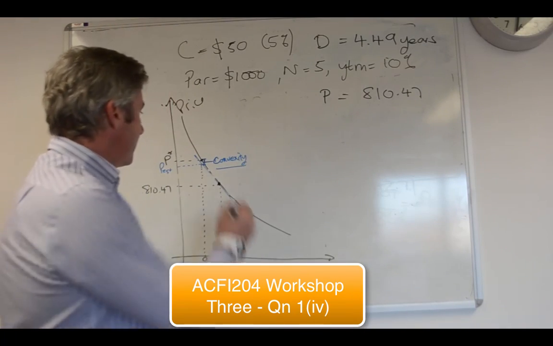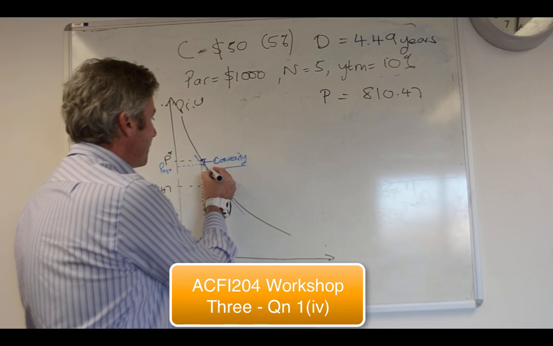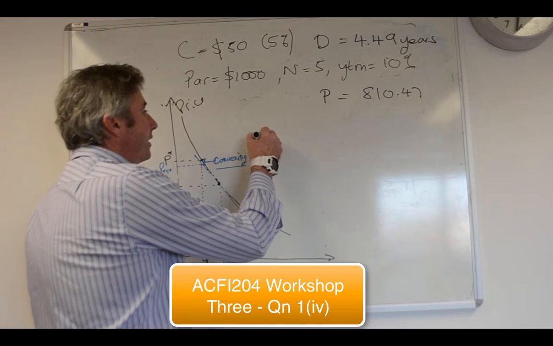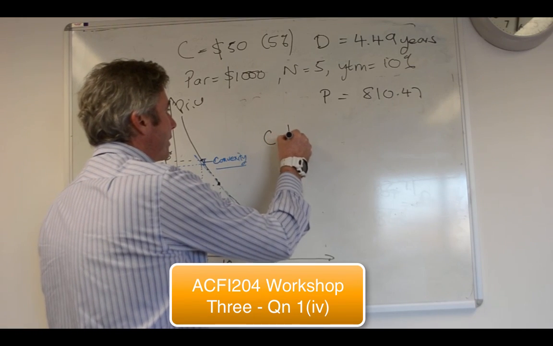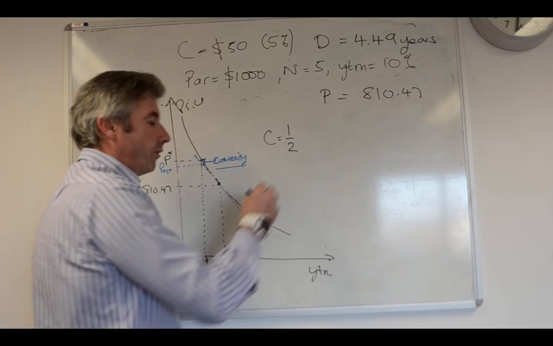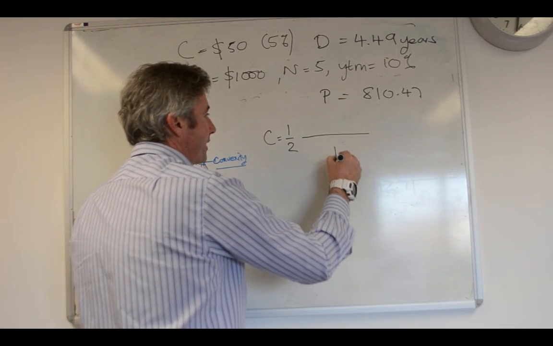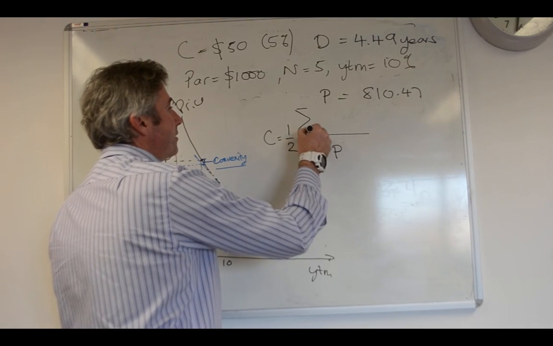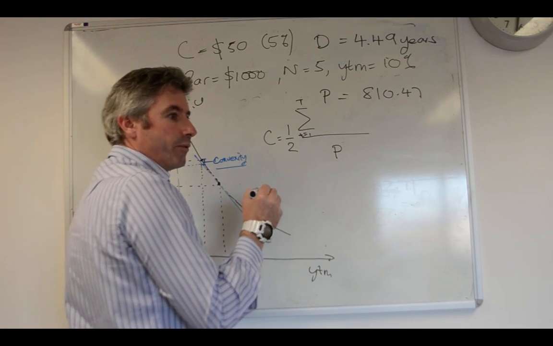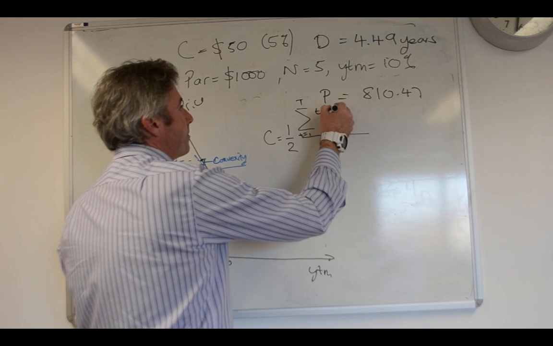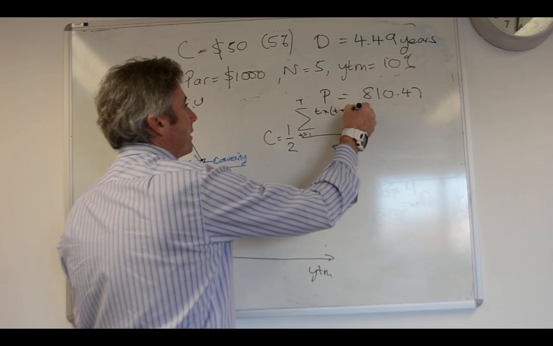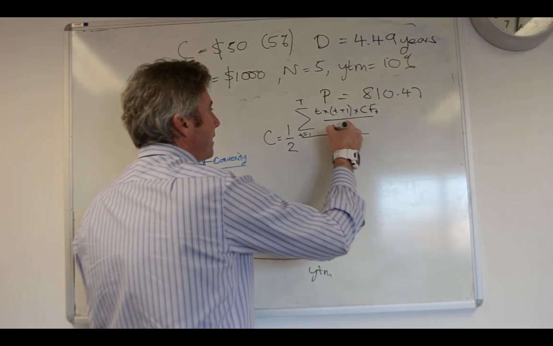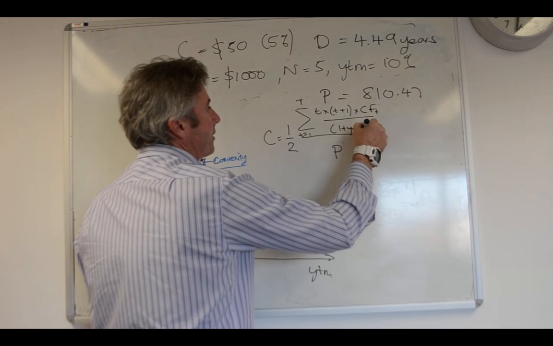Okay, so now we want to see, can we improve the accuracy of our estimation? And we're going to do so using convexity. The equation for convexity is that we take 1/2 of, and it's very similar to the duration calculation, we've got price in the bottom, but in the top we've got the summation from t equals 1 to T, and now we've got t times by t plus 1 times by the cash flow received in year t, discounted at the yield to maturity.